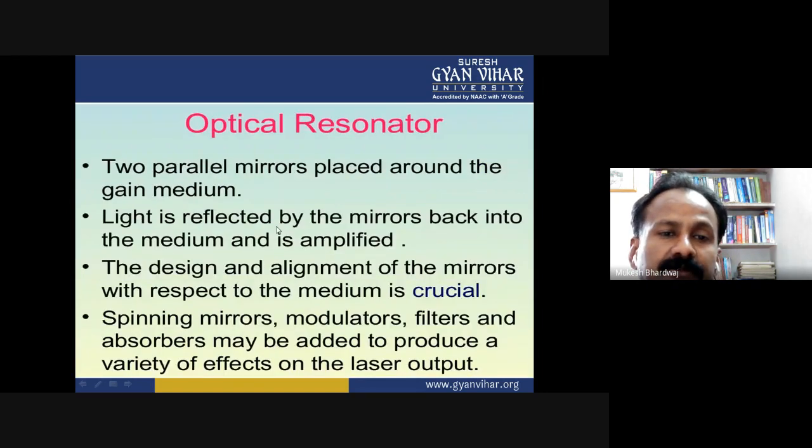Optical resonator: two parallel mirrors placed around the gain medium. Light is reflected by the mirrors back into the medium and is amplified. The design and the alignment of the mirrors with respect to the medium is crucial. Spinning mirrors, modulators, filters, and absorbers may be added to produce a variety of effects on laser output.